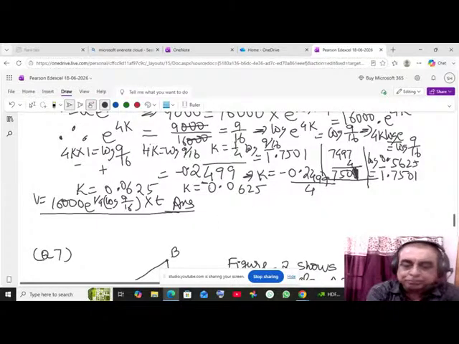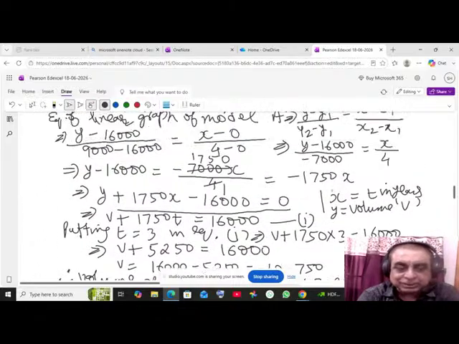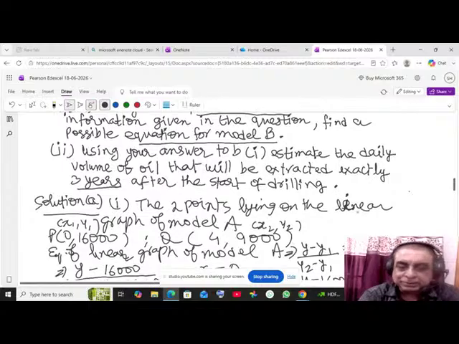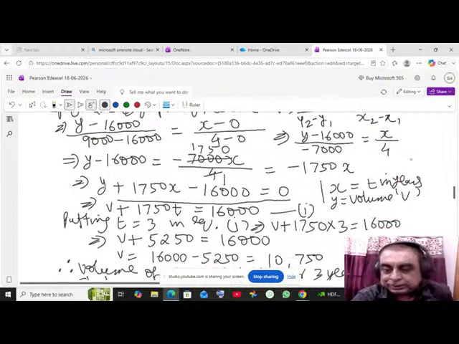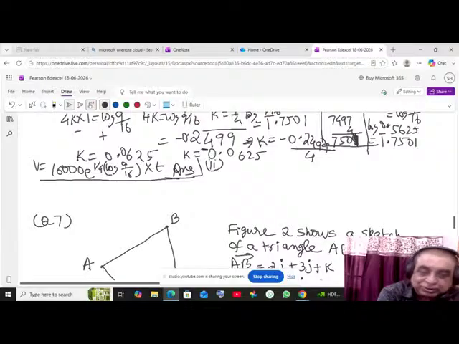Now the second part we are doing. The second part is asking us to use the equation which you have made in the first part to find out how much oil is extracted after 3 years. So in this equation we will put the value of t.